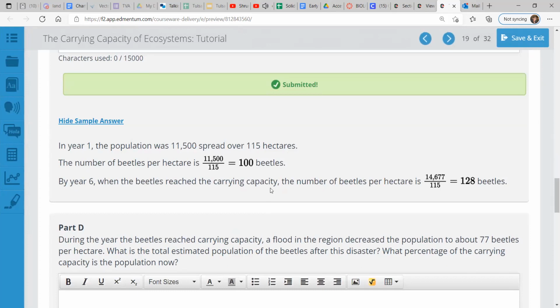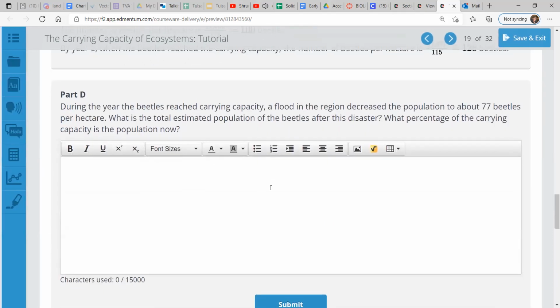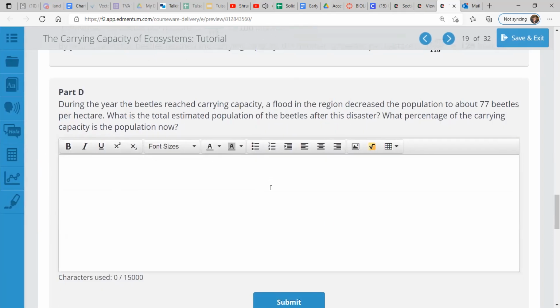So, in year 1, we have a population of 11,500, and there are 115 hectares. We take the population divided by the number of hectares, and you get about 100 beetles per hectare. So 100 beetles every 2.5 acres or so. By year 6, the number of beetles per hectare has grown to 128.